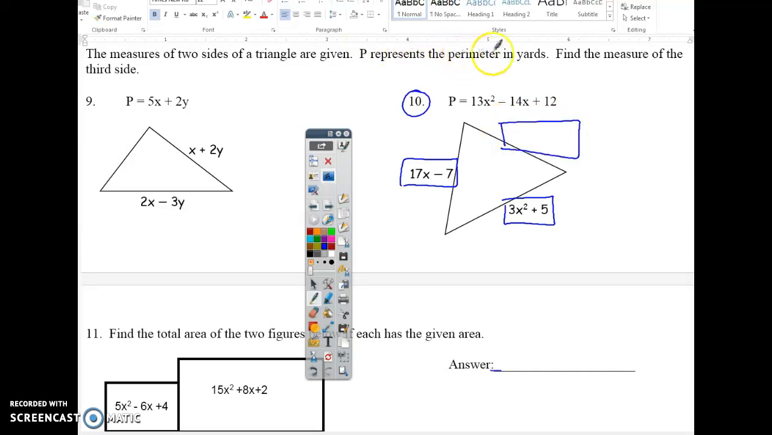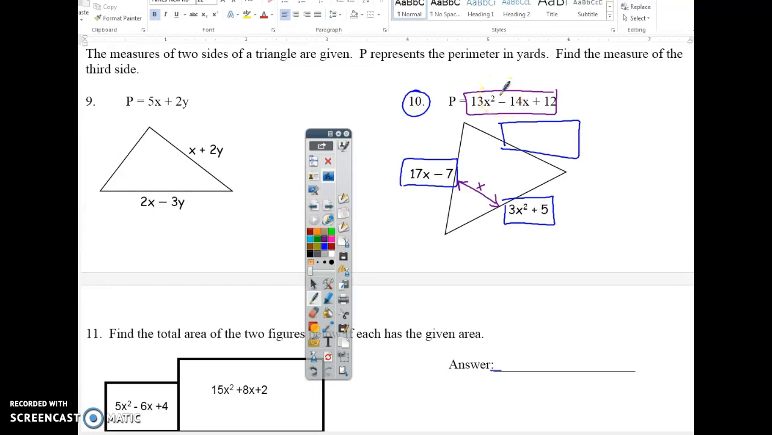P represents the perimeter in yards. So they already gave me the total perimeter. That means this plus this plus this equals the perimeter. Find the measure of the third side. So if I want to find this side, I'm going to have to add these two sides first. You're going to have to add them. Okay, and then subtract the whole thing from the perimeter. We're going to add these two and subtract from the perimeter.